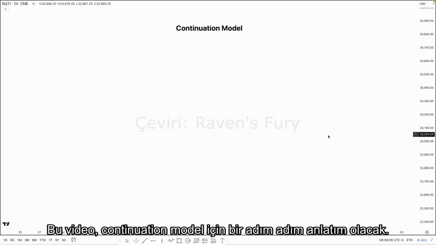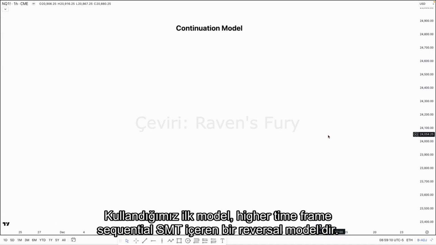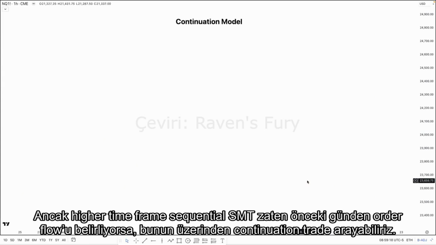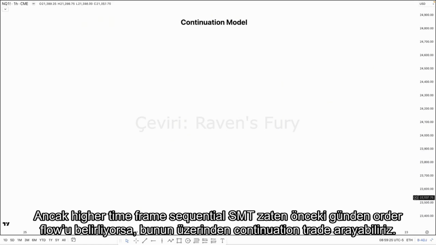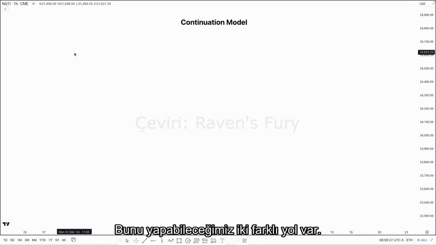So this video will be the walkthrough on the continuation model. The first model that we are using is a reversal model using a higher time frame sequential SMT. But when we have a higher time frame sequential SMT already dictating order flow from a previous day, we can look to trade a continuation off of it. And there are two ways in which we can do this.